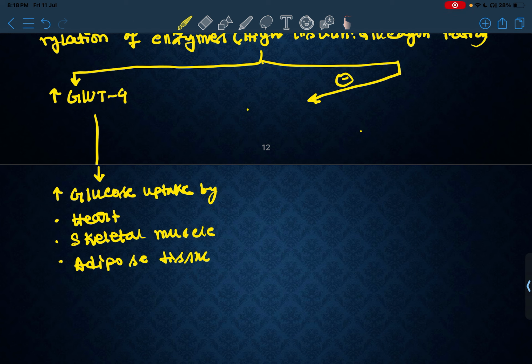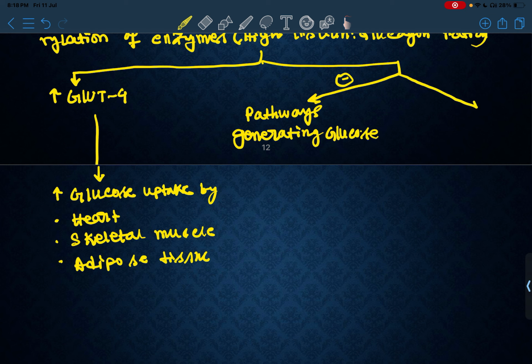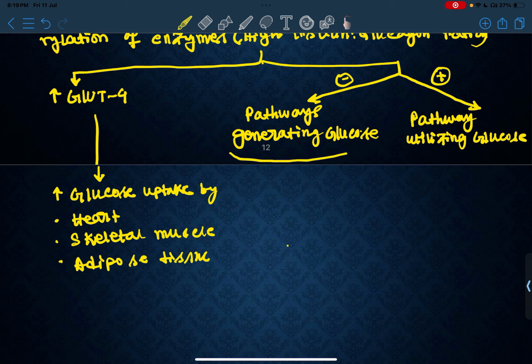It will also, in the other way, inhibit pathways generating glucose, and on the other hand it will stimulate the pathways utilizing glucose, by which utilization of glucose is increased and the blood glucose gets reduced.